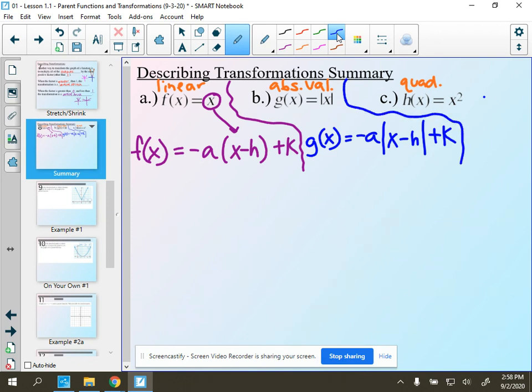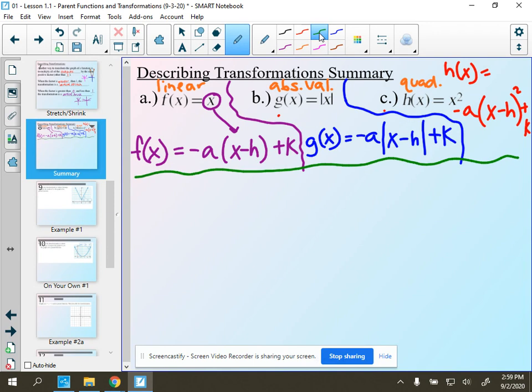Let's see if we can squeeze in up here. The absolute value and quadratic are very similar in the sense that we could do that same thing. H of x equals the opposite of a times x minus h squared plus k. So I'm trying to be consistent and use the same letters for all 3 functions to make it easier to see that it really doesn't matter whether it's linear, absolute value, or quadratic, we can apply these same transformations. Let's talk about what each one of these do for us.